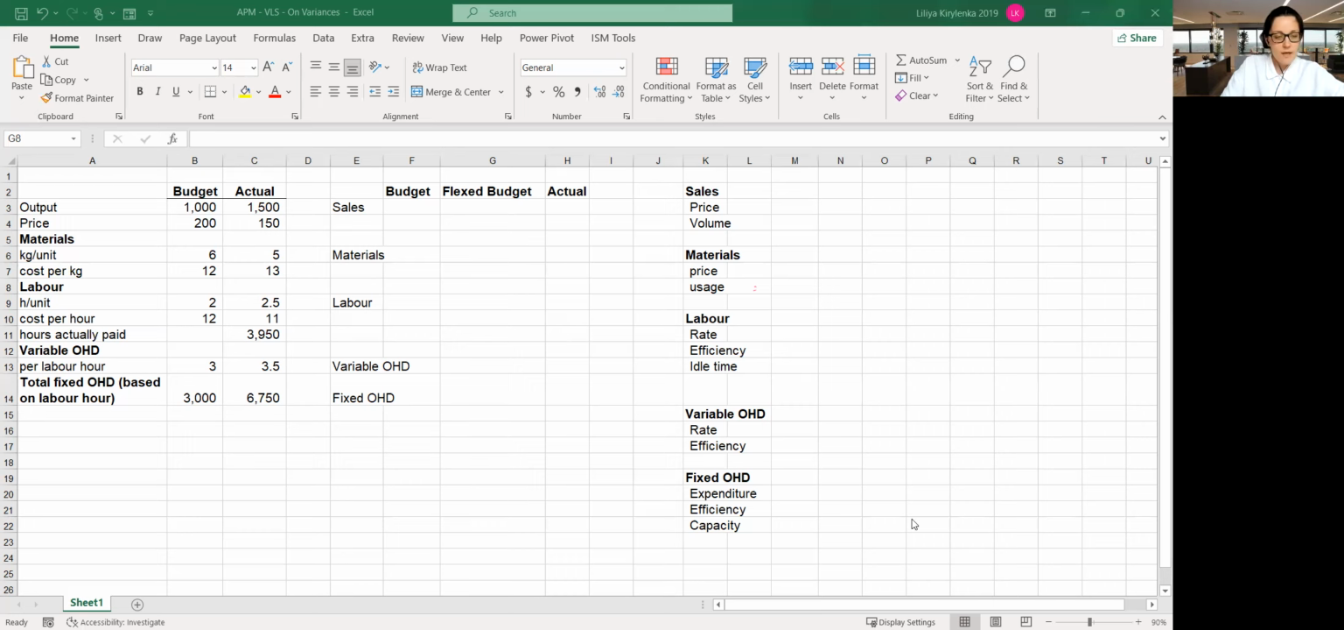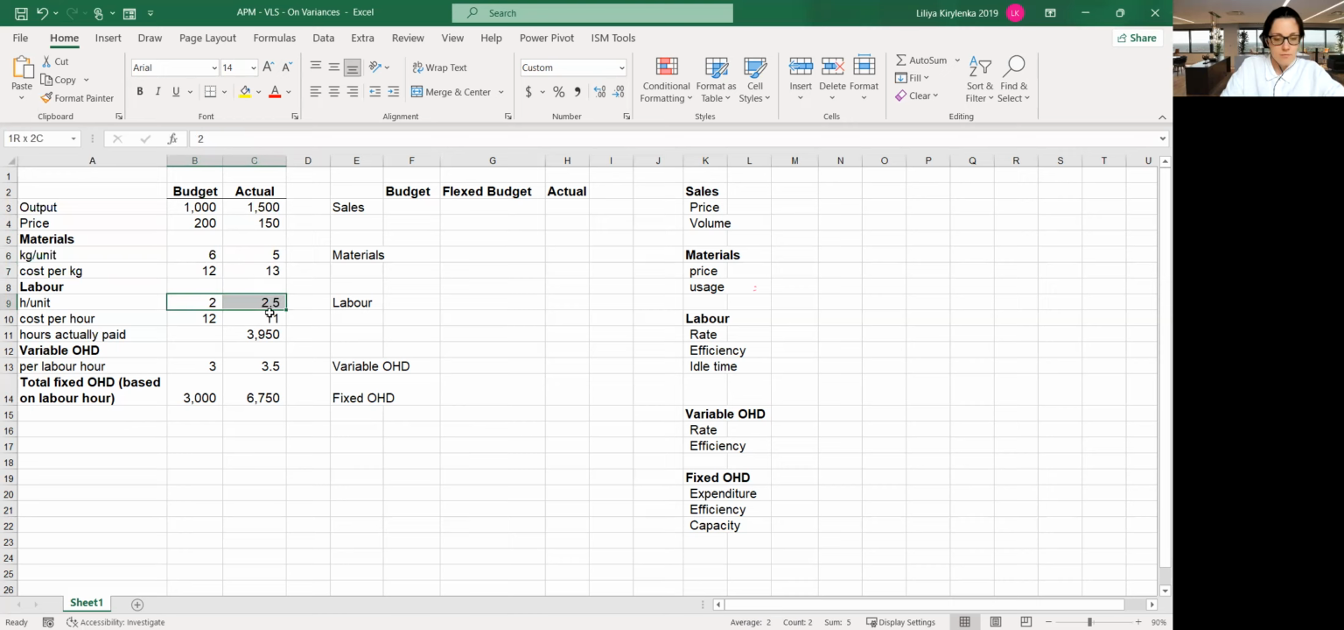Okay, so we have a company that plans to produce 1,000 units, and that is its budget, but actually it produced and sold 1,500 units. And in these questions, we assume that whatever was produced was sold, so that we do not have anything in inventory. However, the price at which the sale happened got lower compared to the budget. As for materials usage, the planned spend was higher than the actual. However, the cost per kilo, the actual cost per kilo, was higher.